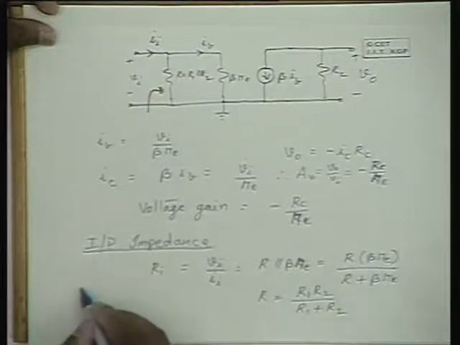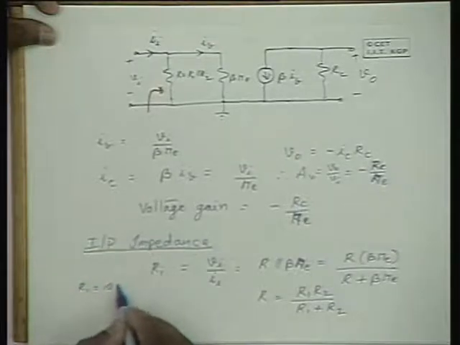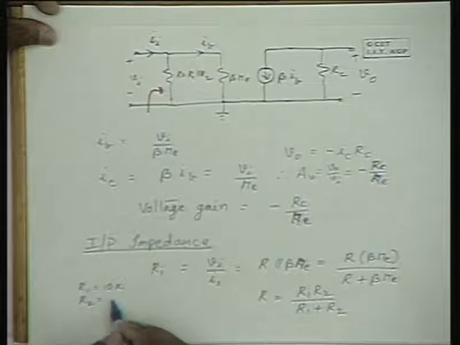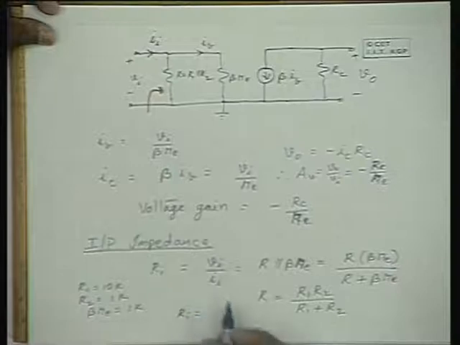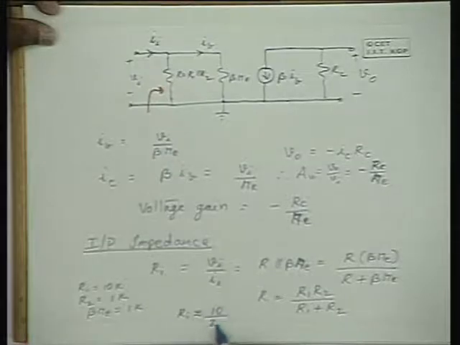As an example, if R1 is 10K and R2 is 1K, and say beta Re is also 1K, Ri is 10K in parallel with 1K in parallel with 1K. It is approximately 10 by 22, which is approximately 500 ohms or 470 ohms. So that is the order of the input impedance.